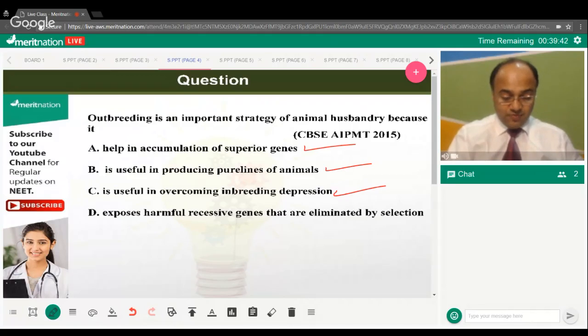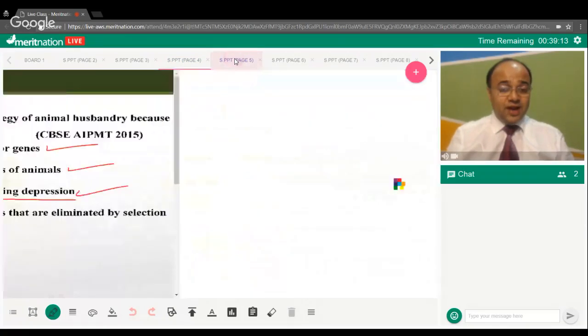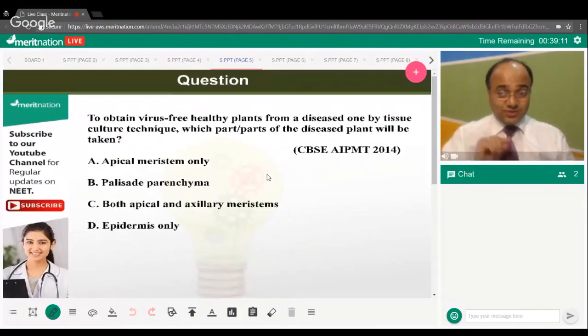Can any one of you tell me what could be the definite advantage of the same? All right. Here, the correct answer is option C. So, it prevents inbreeding depression. In order to get out of this phenomenon of inbreeding depression, outbreeding needs to be done after a few generations of inbreeding, right? So, that is the correct option over here. And let's move ahead and see the next question of the day.